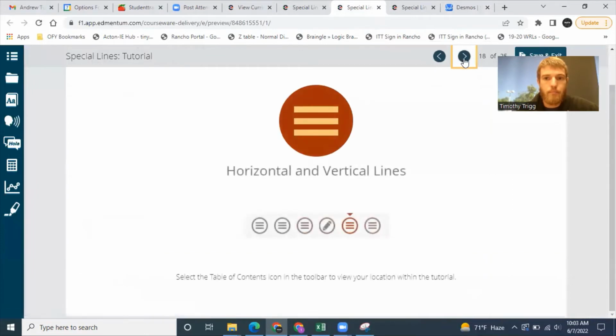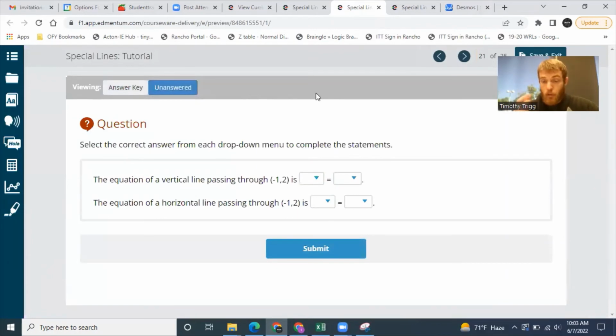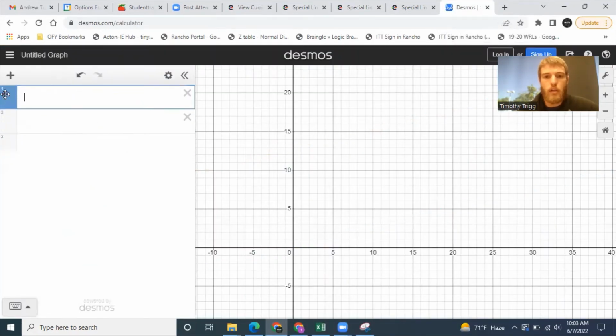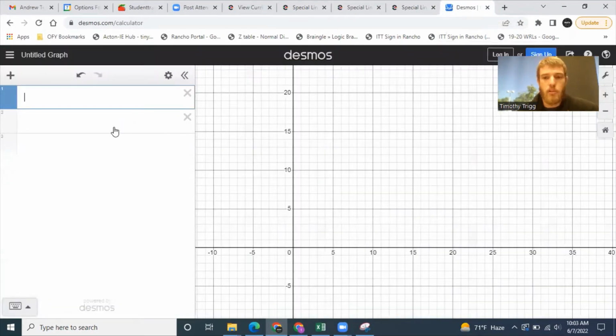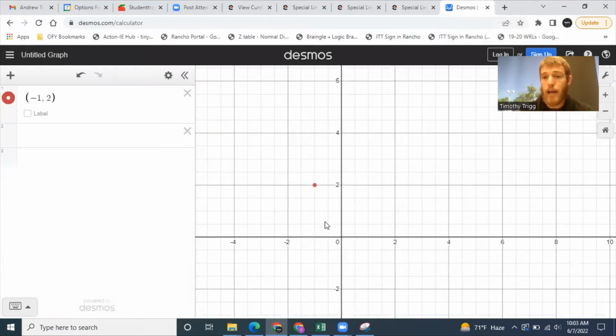Let's go ahead and move on. Now we're going to talk about lines that are purely vertical and then lines that are purely horizontal, okay? The equation of a vertical line passing through (-1, 2). Let me see if I can show you what a vertical line looks like versus a horizontal line. In this case, we wanted a vertical line that passes through (-1, 2). So it needs to pass through the point (-1, 2). I'm going to go ahead and place that point there. And we want a vertical line that passes through that. Vertical means up and down. So we're looking for a line that goes straight up and down.